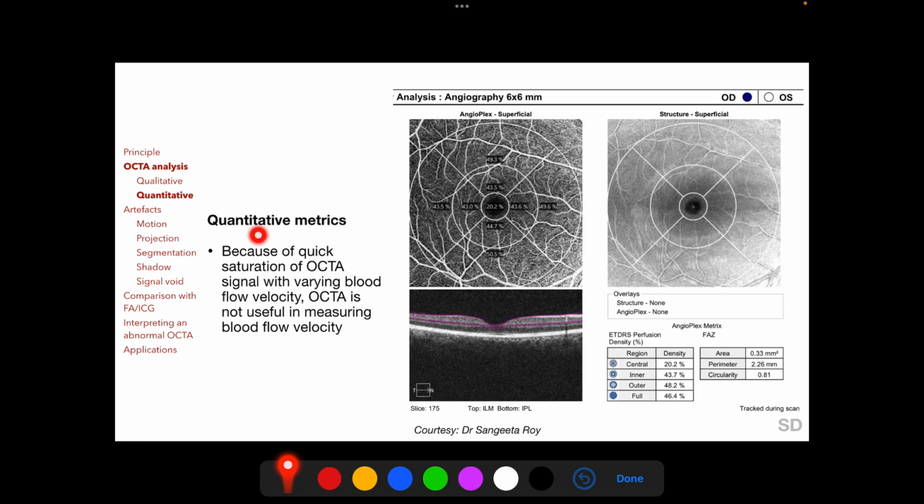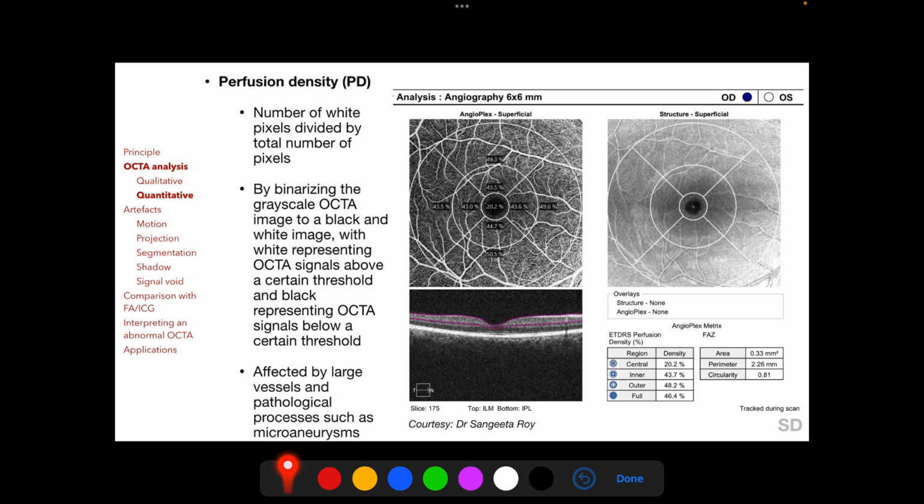And among the quantitative metrics, OCTA is not useful in measuring blood flow velocity, as we have discussed, because of quick saturation of the OCTA signal intensity with varying blood flow velocity. But there are several quantitative metrics describing the blood flow distribution which can be measured on the OCTA, and these include perfusion density, which is the number of white pixels divided by the total number of pixels in each ETDRS segment of the macula. And this photograph shows the perfusion density calculated as a percentage in each of these sectors.